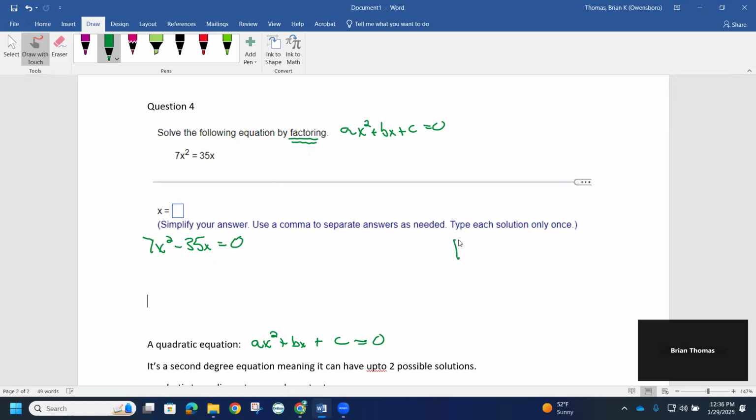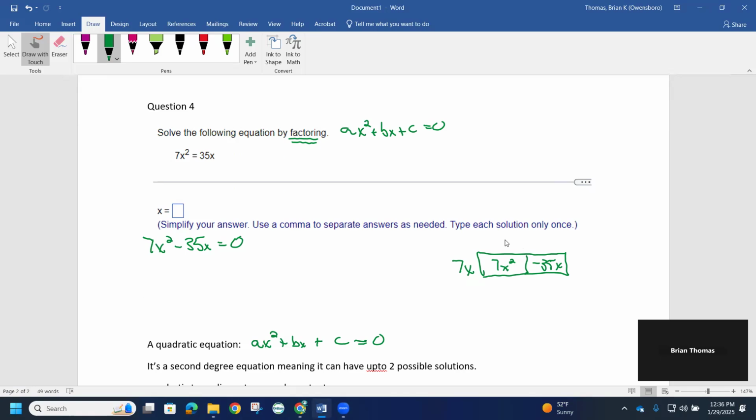So if I look at this as 2 terms, the 7x squared and the negative 35x, what do these 2 terms have in common? Well, I can see an x in common, but is 7 also a factor of each one of these? I believe so. I think 7 times 5 is 35. So what I'm picking up on is 7 is a factor of both terms, and they both have an x in common. Notice how this has 2, this has 1, so the most in common would just be 1x.